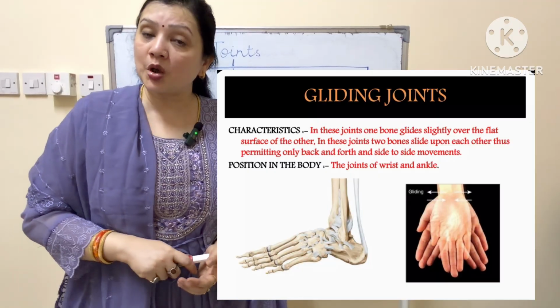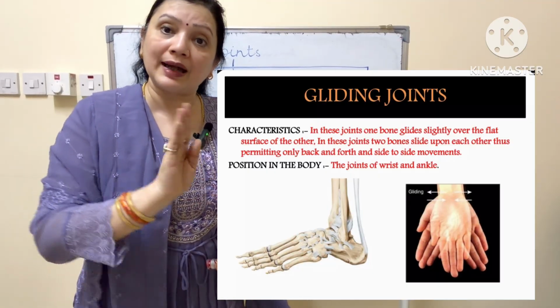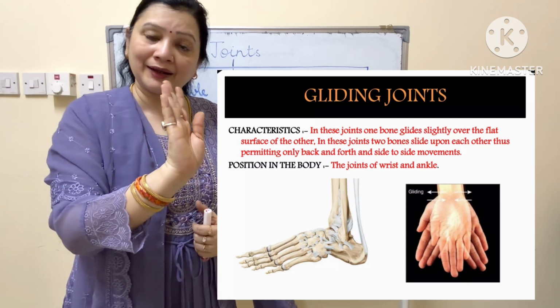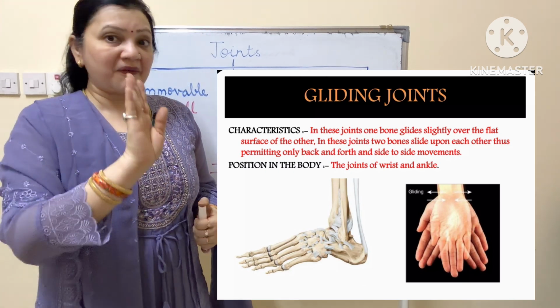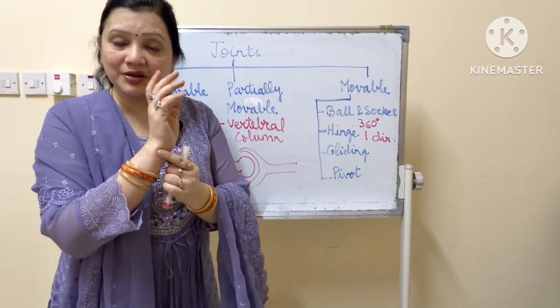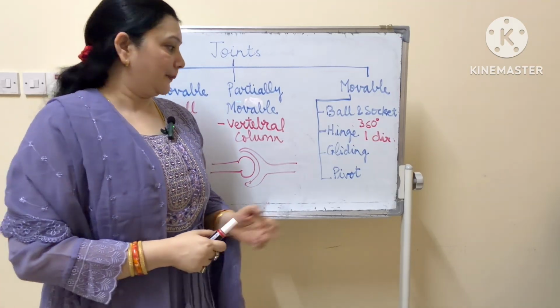Next is the gliding joint. Here one bone glides over the set of other bones. I can move my hand like this or I can lift my foot in this way because of the gliding joint. It is found in the wrist and the ankle.